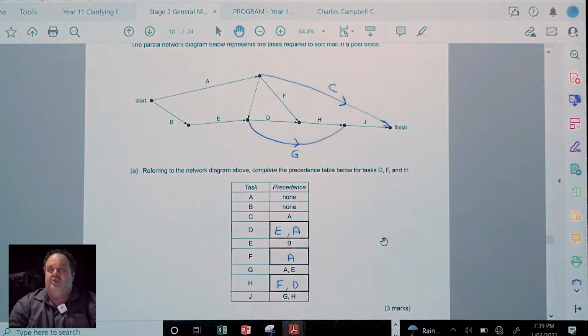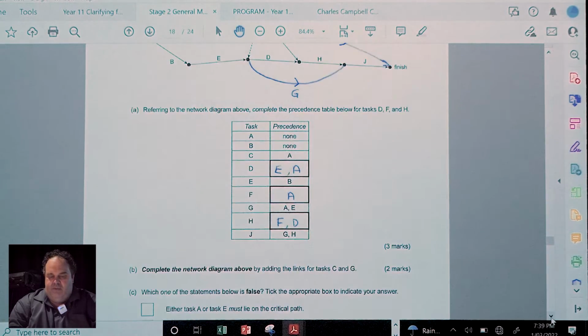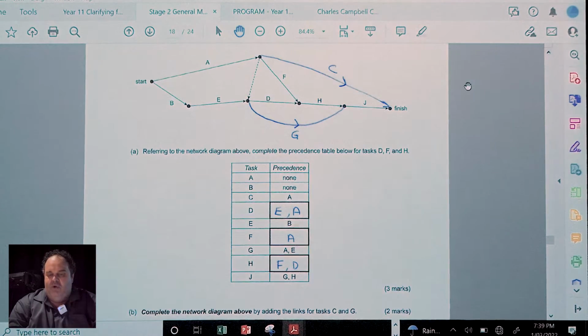So most students got 3 out of 3. The odd student missed the dummy link part and got 2 out of 3 for that question. Completing the diagram with tasks C and G, so it's just read from the table. For that, to get their 2 marks, they need to have it drawn starting and finishing in the right places, have the arrows on it, and also be labelled.